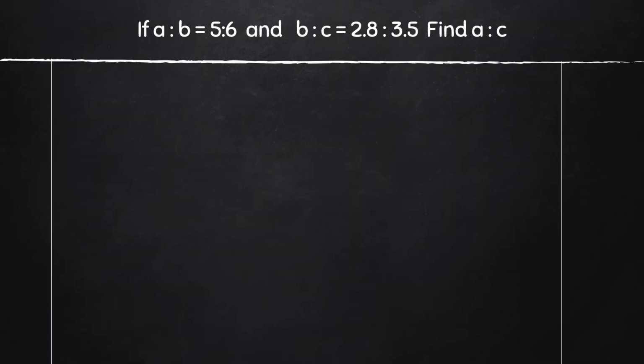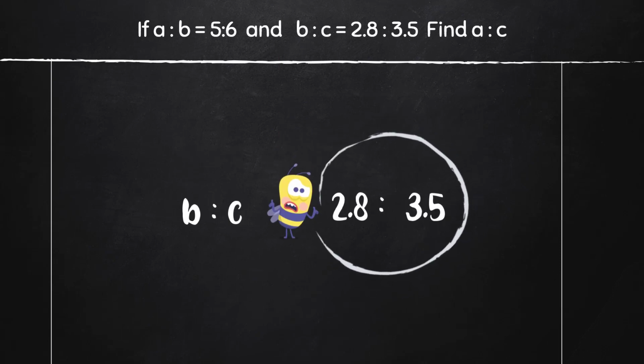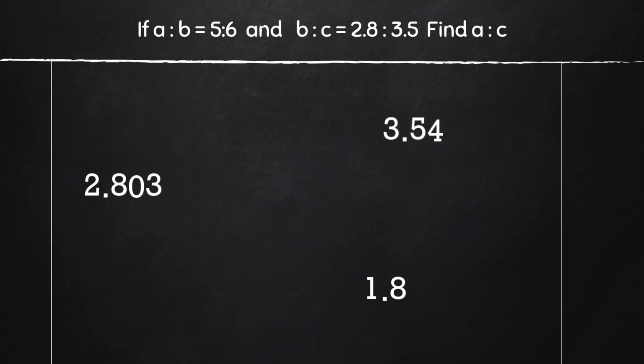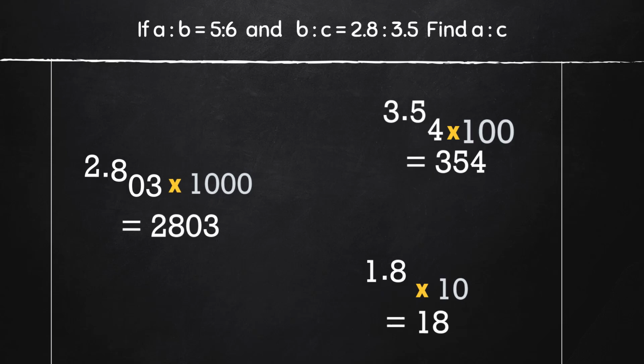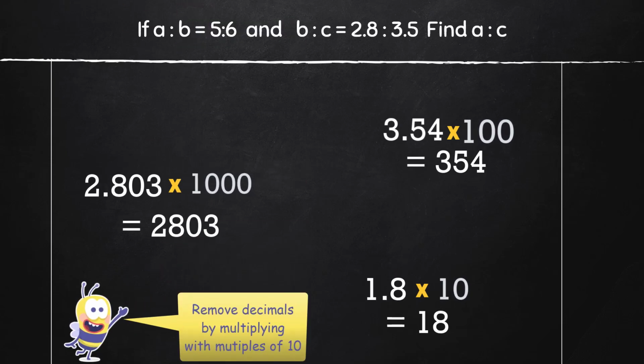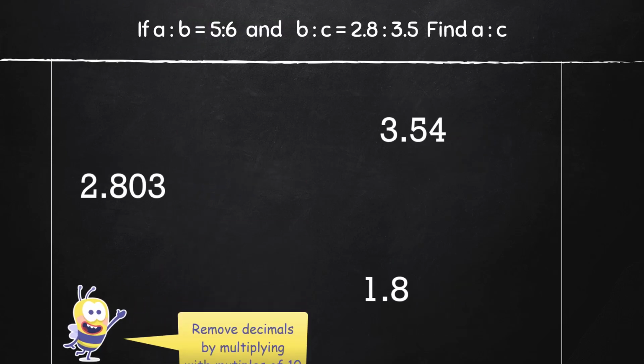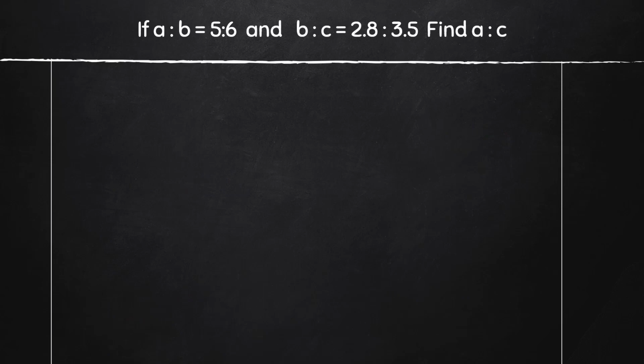This is similar to the previous sums that we just solved. The only difference is that the second ratio is in the decimal format. So if you're not comfortable dealing with decimals, we can remove the decimals and follow the same method. What is given, A is to B, as I said, we can write it as A by B.